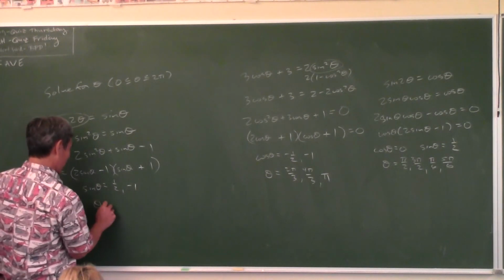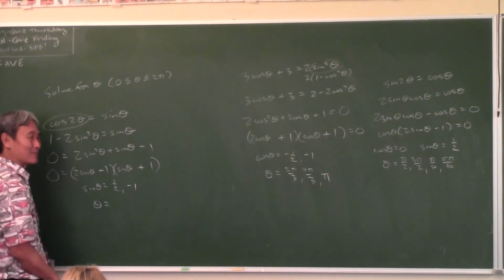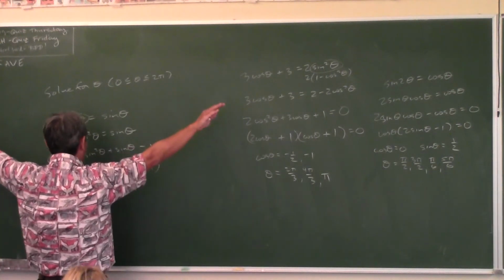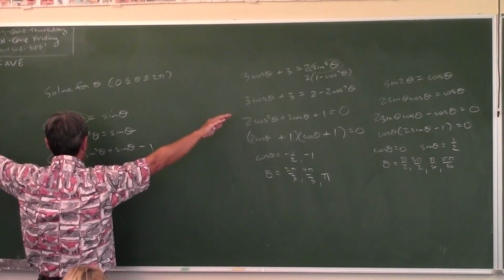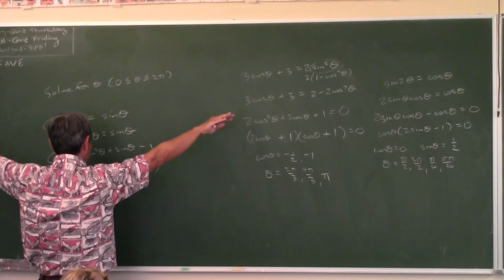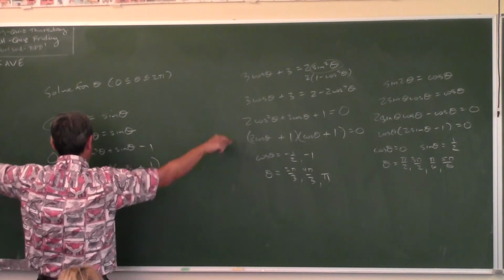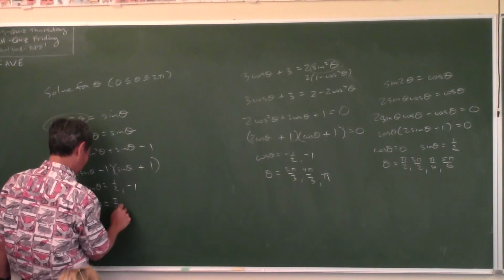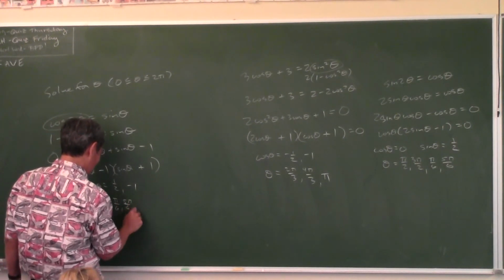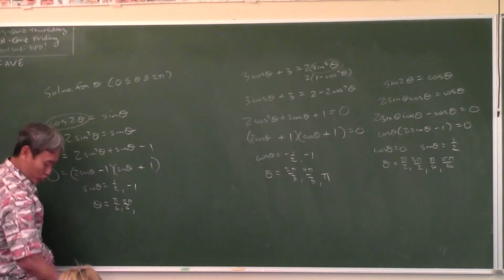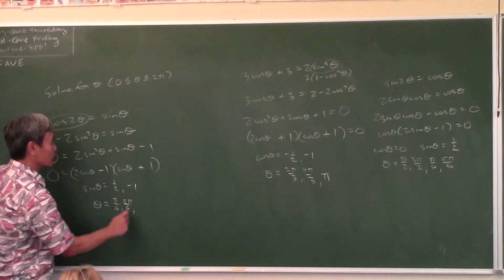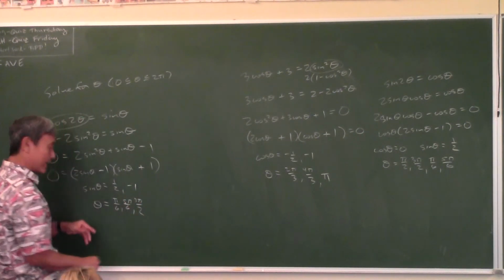Okay, so sine of what angle is 1/2? How many times have we done that one today already? What's this one? Okay, I'll answer my question. π/6, 5π/6. Sine of what angle is -1? 3π/2. Finished.